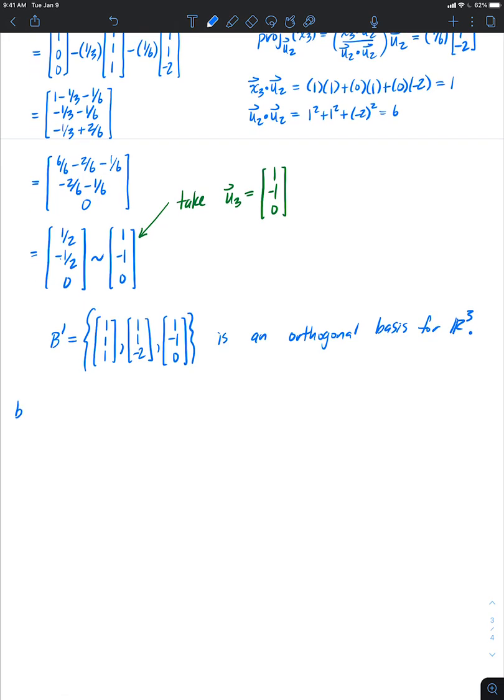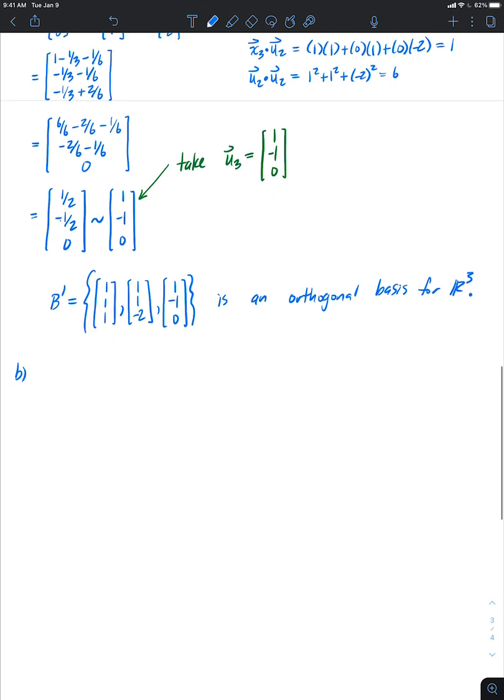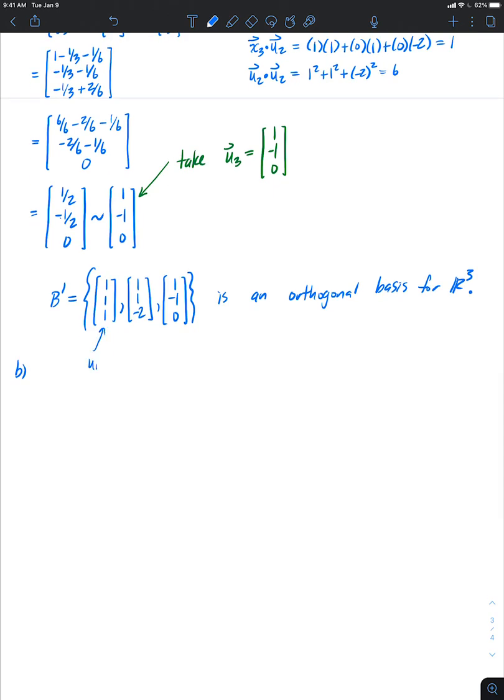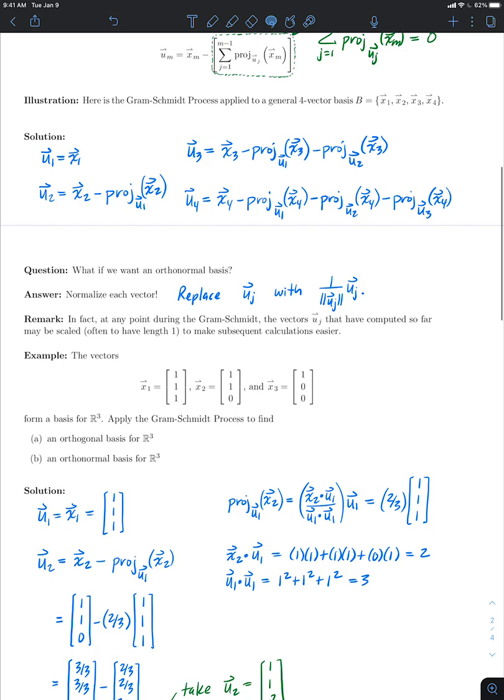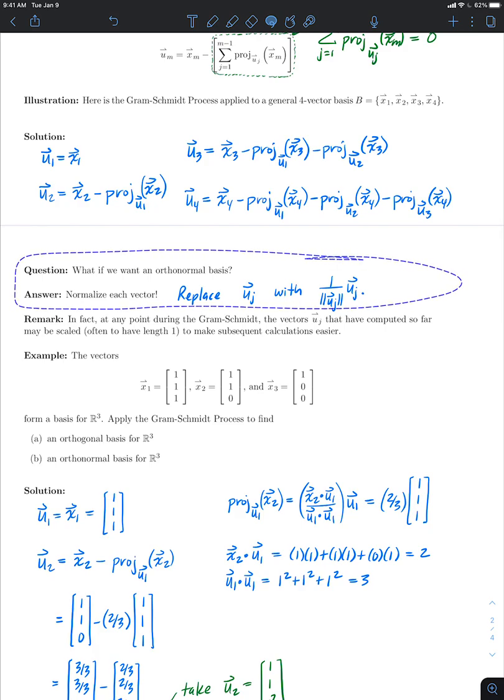But now for part B, we want to turn this into an orthonormal basis. So, okay, remember this is U1. I'll write it here so I don't have to scroll up and down constantly. So this was U1, U2, U3. So for part B, remember what we do. Remember this question, what if we want an orthonormal basis? Well, then just normalize each of the vectors. So just take each of the vectors and replace it with 1 over its length times itself.